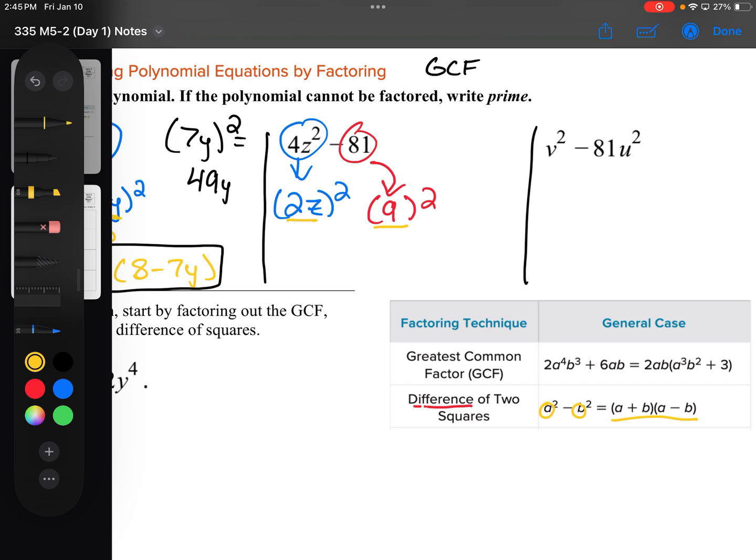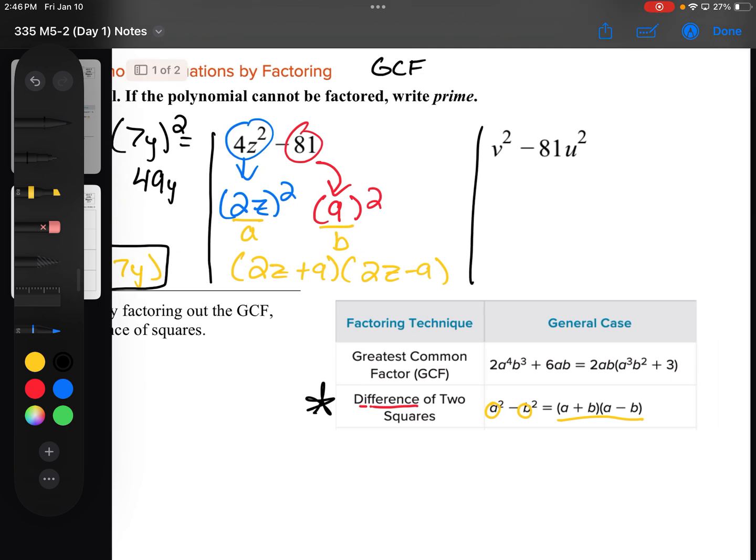Okay, so sorry about the interruption. This would be the a, this would be the b, so you can rewrite it as a difference of two squares. So it's 2z plus 9 times 2z minus 9. So we're using that factoring technique, once again, called the difference of squares. I want you to go ahead at this time and pause the video, see if you can figure out that third one.